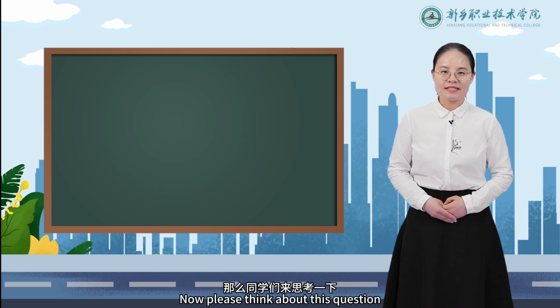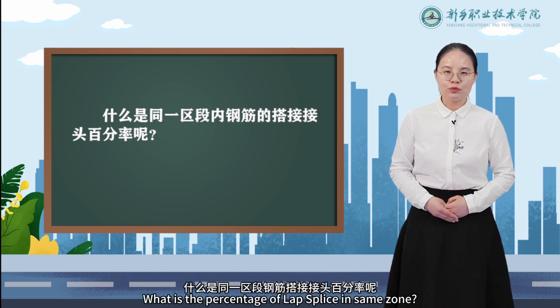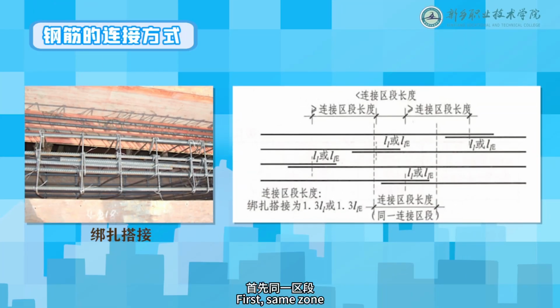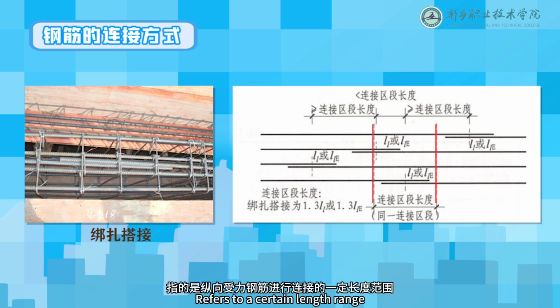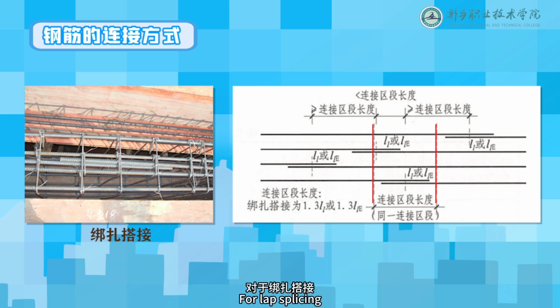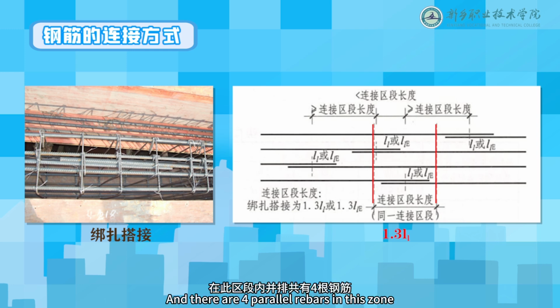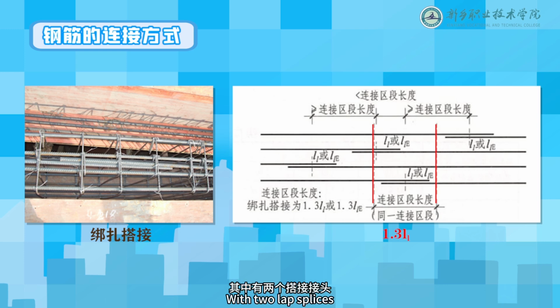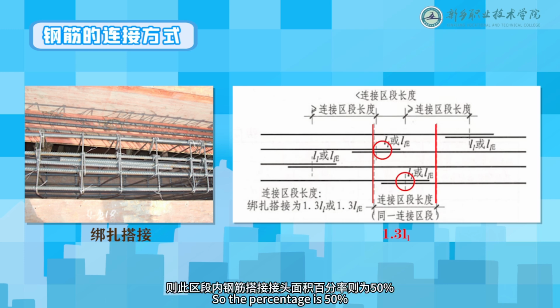Now, please think about this question. What is the percentage of lap splice in same zone? First, same zone refers to a certain length range for longitudinal rebar connections. For lap splicing, it's 1.3 times the lap length, as shown in the diagram, assuming that the diameters are equal. And there are 4 parallel rebars in this zone, with 2 lap splices, so the percentage is 50%.